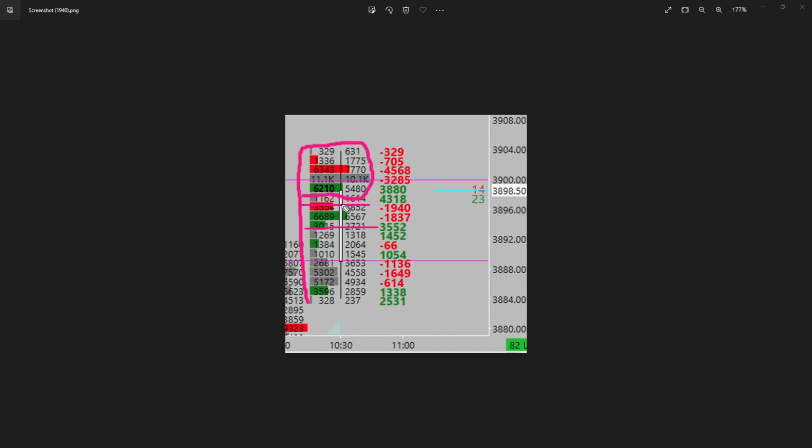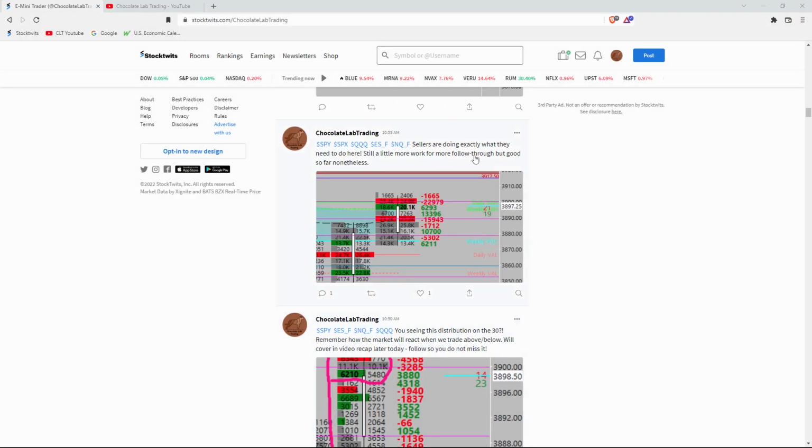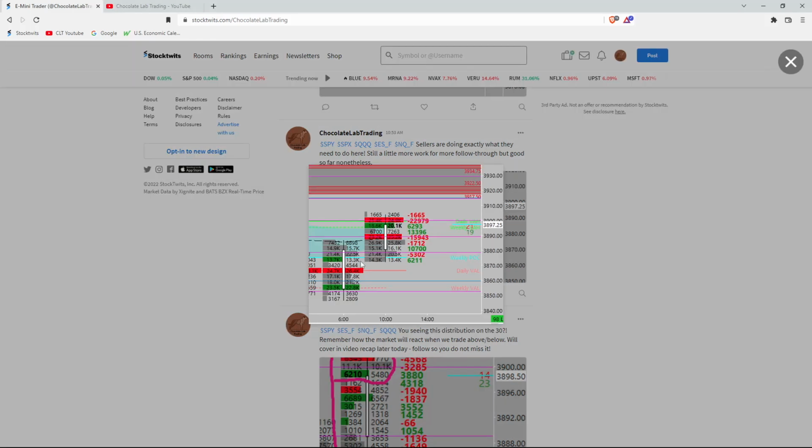And now this is going to be the new battle range. Buyers have to add here for us to revisit this high volume. If they can't and sellers move down on the tape, well, we'll continue down lower. Alright, sellers are doing exactly what they need to do here. Still a little more work for the follow through, but good so far nonetheless.